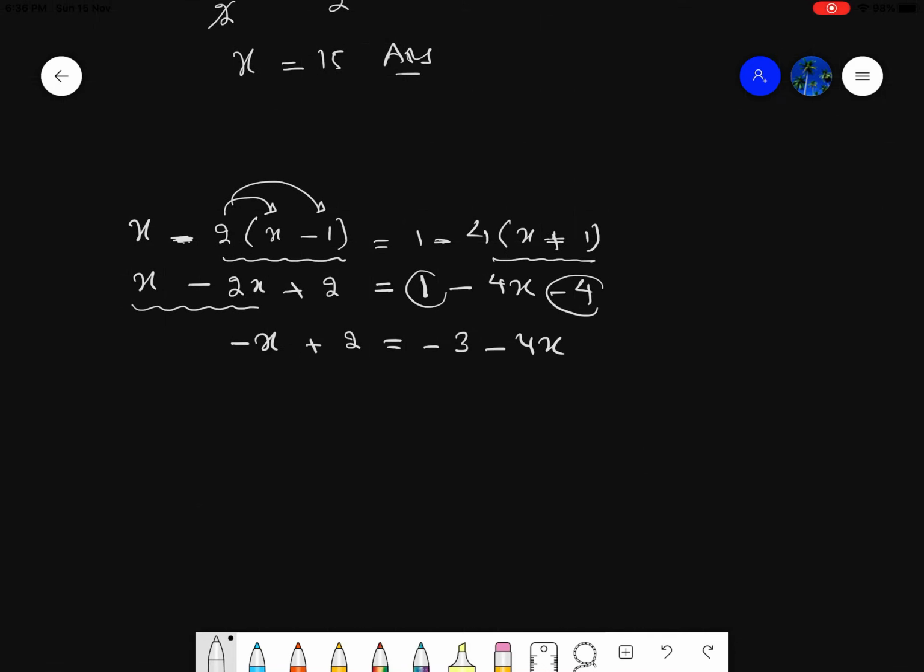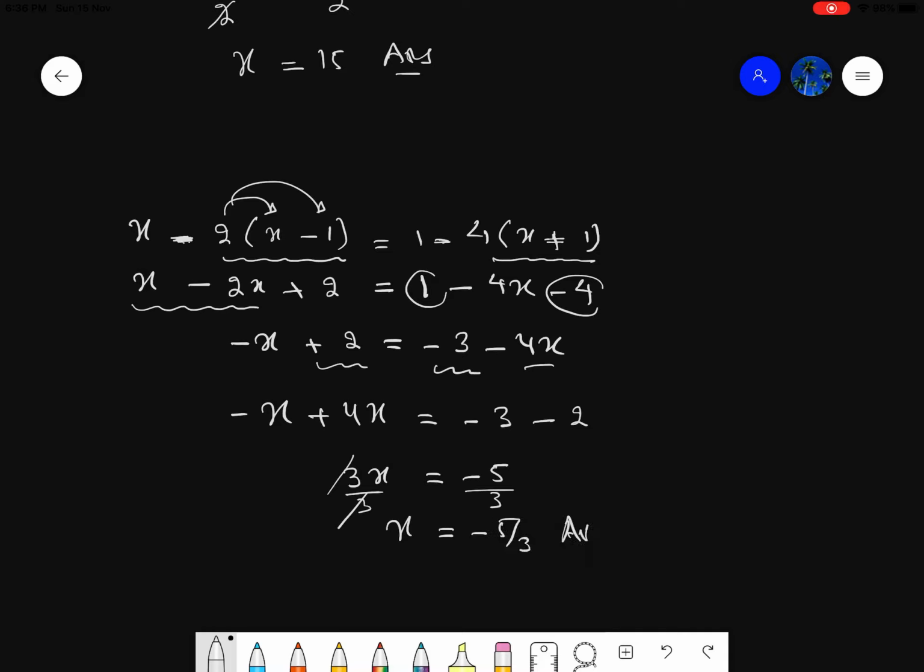And now collect x on one side of the equation and the numbers on the other side. So minus 4x, moved to the other side, will become plus 4x. Here we will have minus 3. Move this plus 2 to the other side, it will become minus 2. So minus x plus 4x is 3x. Minus 3 minus 2 is minus 5. So 3x is equal to minus 5. Dividing by 3 on both sides to get rid of this, x is equal to minus 5 over 3. So that is our answer.